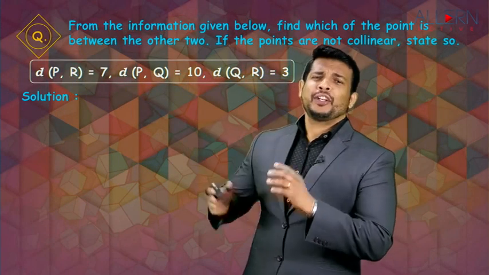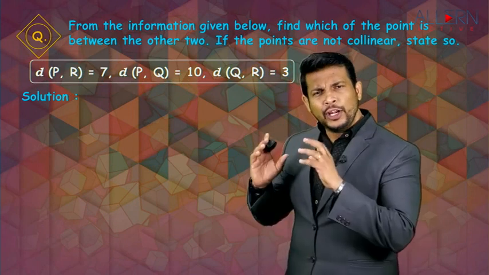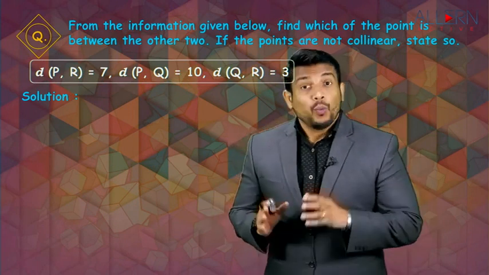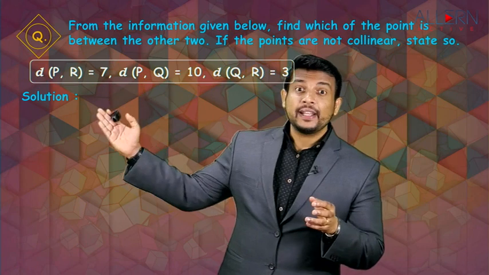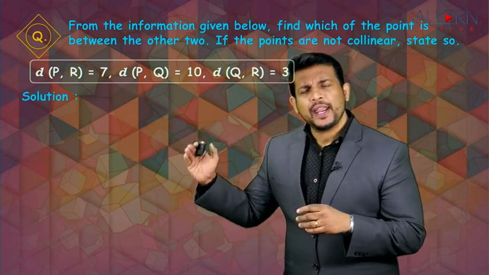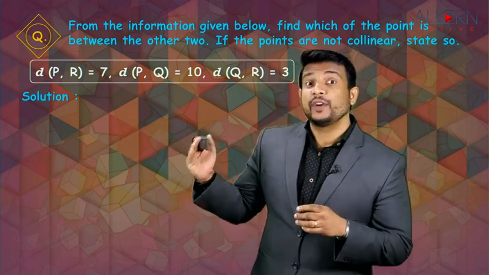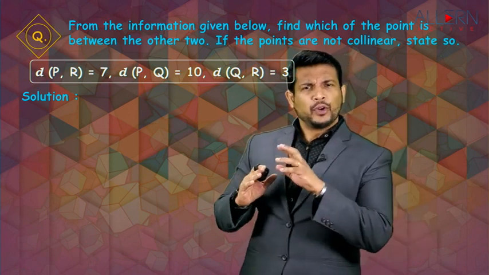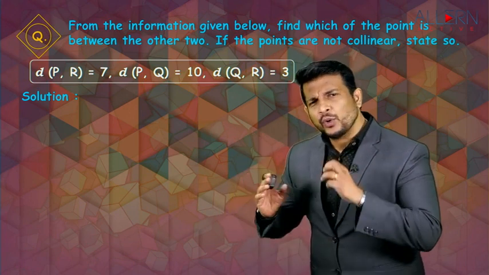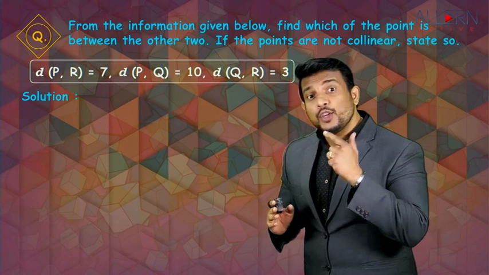Let's do this interesting one. It's a beautiful sum. Now, when you read the question, you will understand that we are given three distances: distance between P and R, distance between P and Q, distance between Q and R. That means from these distances, we understood that we are talking about 3 points, P, Q and R.